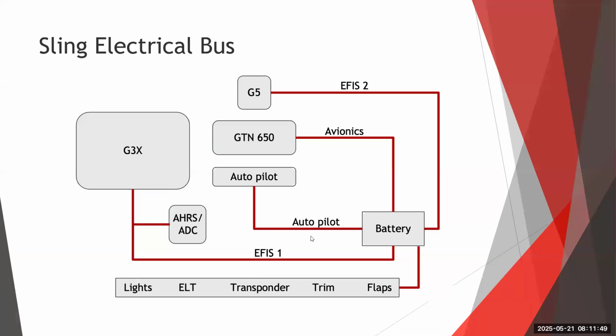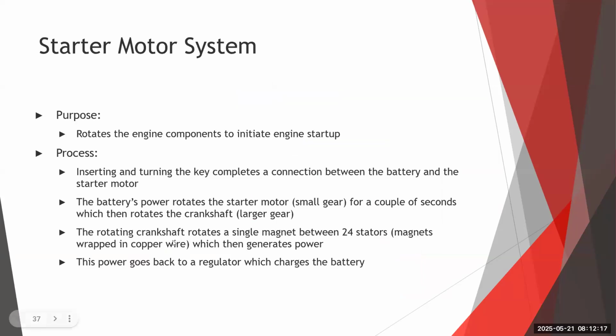So here's sort of our electrical bus. We have our battery, which goes to our main bus: lights, ELT, which has its own battery, transponder, trim, flaps. EFIS 2, that switch will turn on the G5. Avionics will turn on the GTM 650. The battery also goes to the autopilot, and then EFIS 1 is the G3X. Our G5 also has a battery, yeah? Yes, it has like an 8-hour battery life.